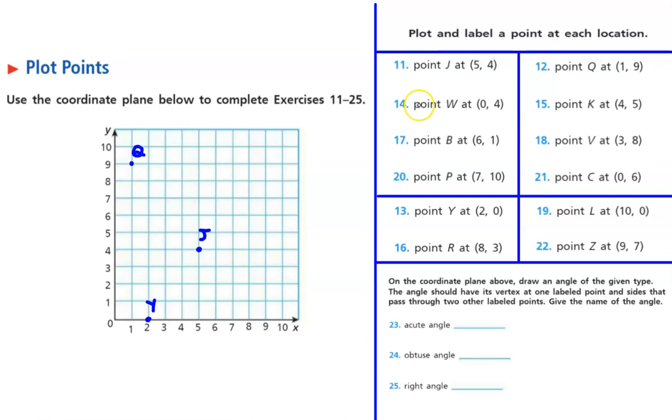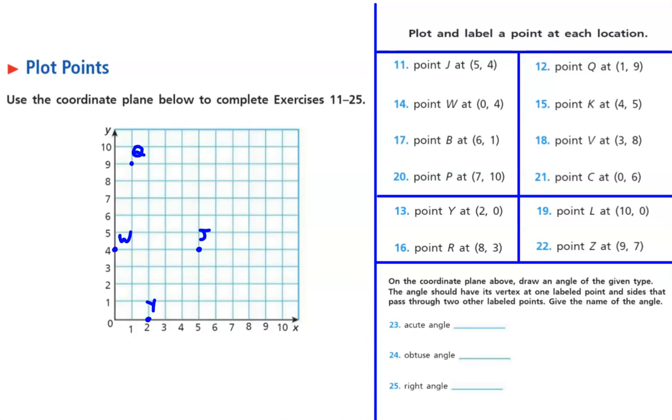Coming back to number 14, it says point W at 0, 4. So this time, do I move at all on the x-axis? No, I move 0. And then I'm going to go up 4, which is a W right there. Really, really important that you get those handled, okay? If you guys will pause the video, I would love for you to try the rest of these, 15 through 22. So go ahead and pause and try those out.